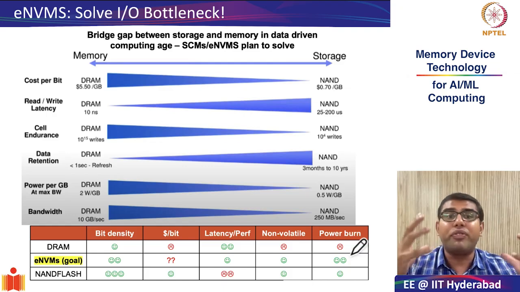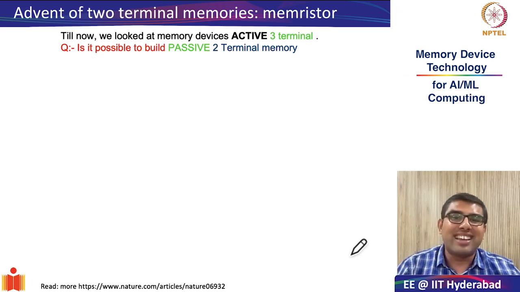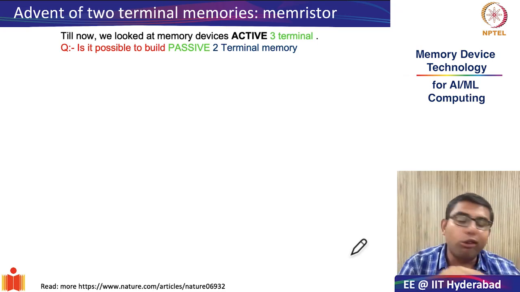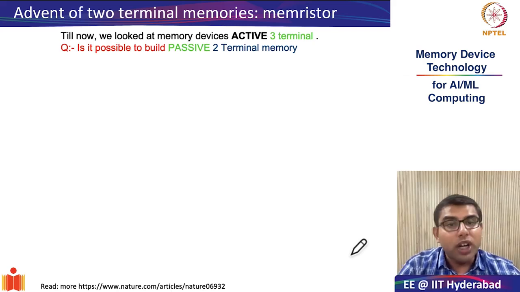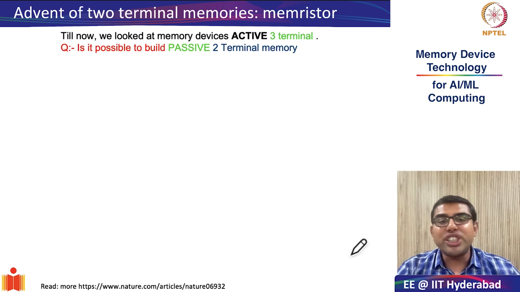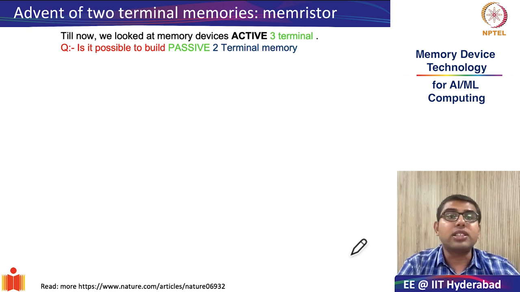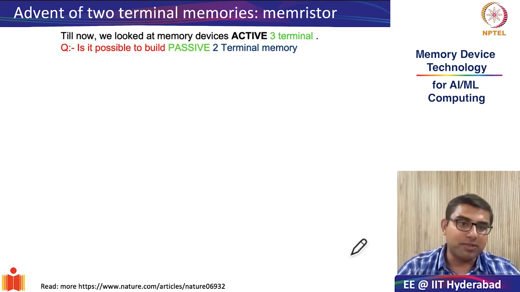And this is a very good introduction to now move past active three-terminal devices. Remember, everything including your SRAM, your DRAM and NAND flash all involved active three-terminal transistors as an integral part of the memory or storage device. So the question people started to ask is, is it possible to build a passive two-terminal memory or storage device? Okay.